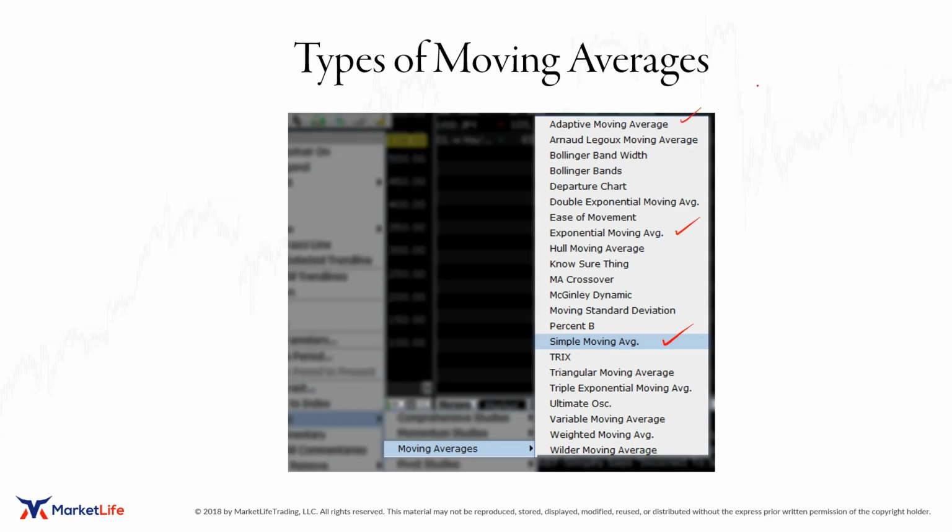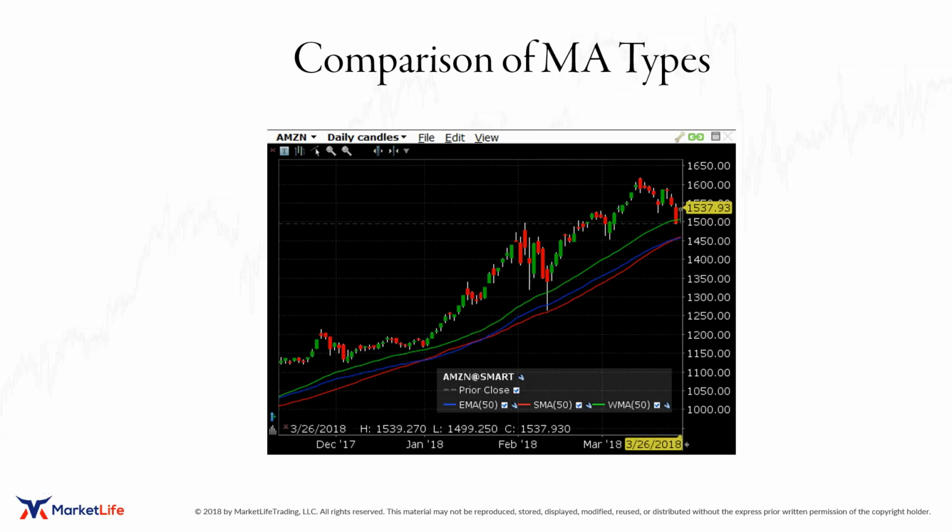But be aware there are many other types of moving averages, different ways to calculate and weight a moving average, and also many tools that are derived from a moving average. We're going to look at some of those later in the course. But if you have never used a moving average, at least you need to know there are many, many different types of moving averages. And they're a little bit different.